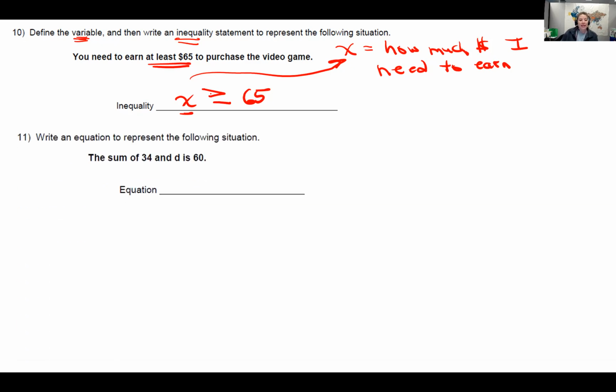Number 11, write an equation. Now equations have equal signs, right? To represent the following situation. The sum of 34 and D, here's my equal sign, is 60. Anytime I see equals or is, that's my equal sign. The sum of 34 and D is 60. That's my equation. All right.